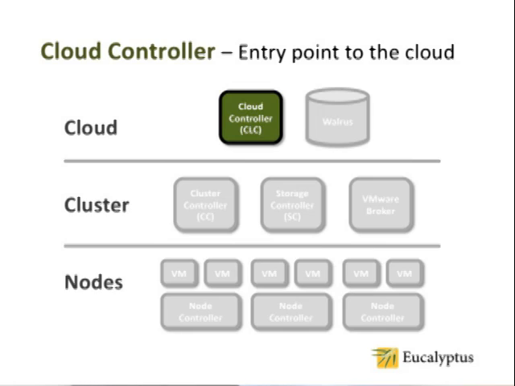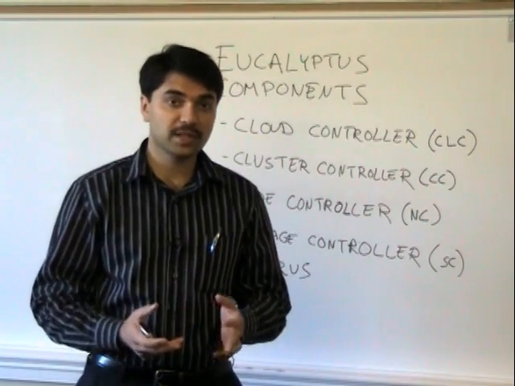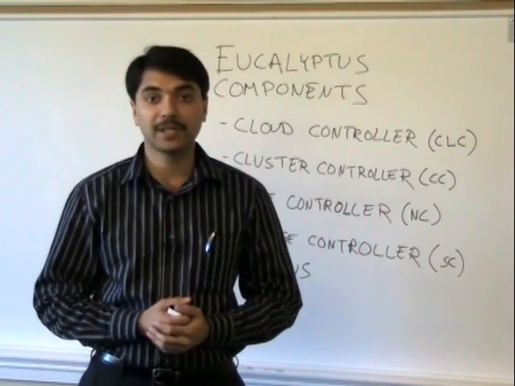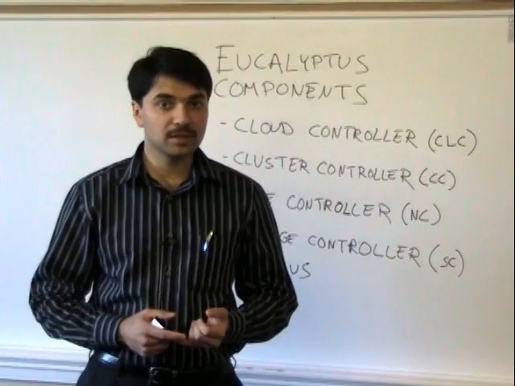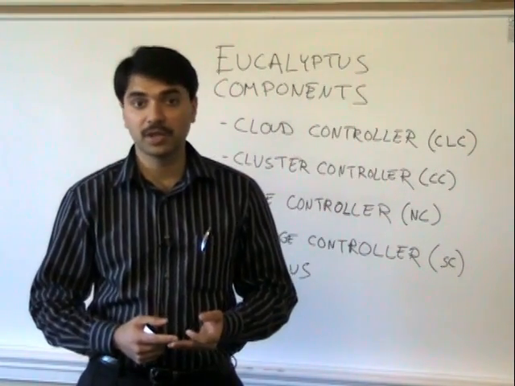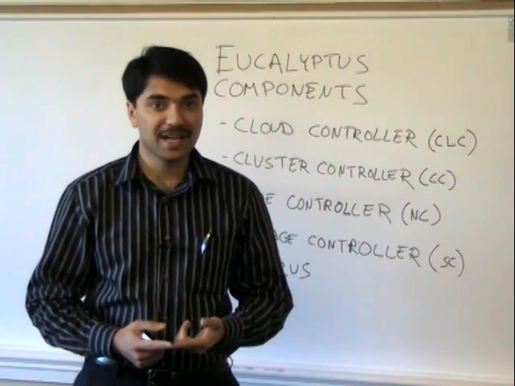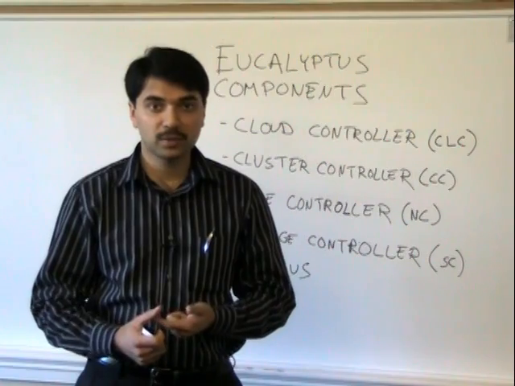The cloud controller is the front end or the entry point to the Eucalyptus cloud. That's also the one which exposes the Amazon Web Services or Amazon AWS compatible interface to the end users. And cloud controller is also the one which exposes an administrative interface for the administrator to manage images, manage users, manage groups, and in general, the infrastructure management aspect of it, like the storage, the network, the clusters, and so on and so forth.